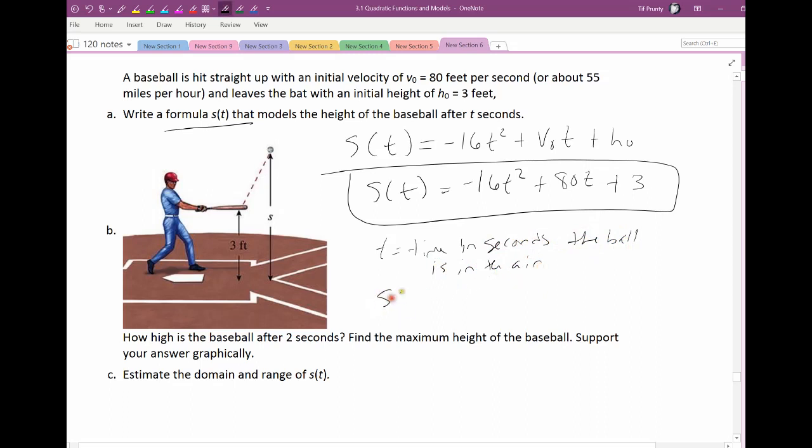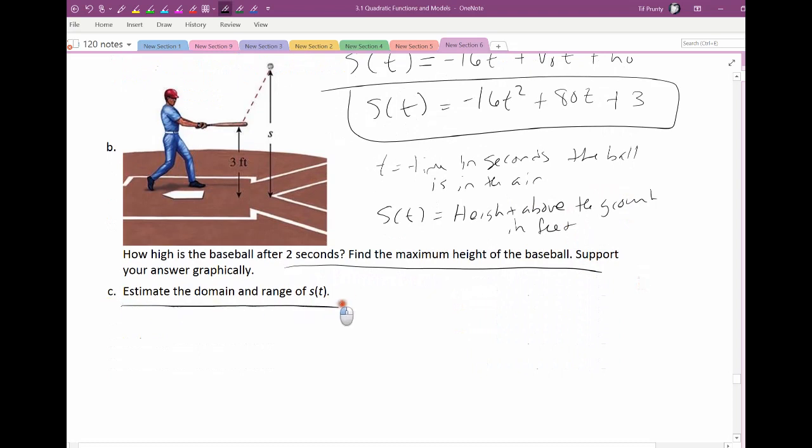And s of t is the height above the ground in feet during that time. Alright, so there's the answer to question A. Question B is actually down here below the picture, and then we'll get to question C.